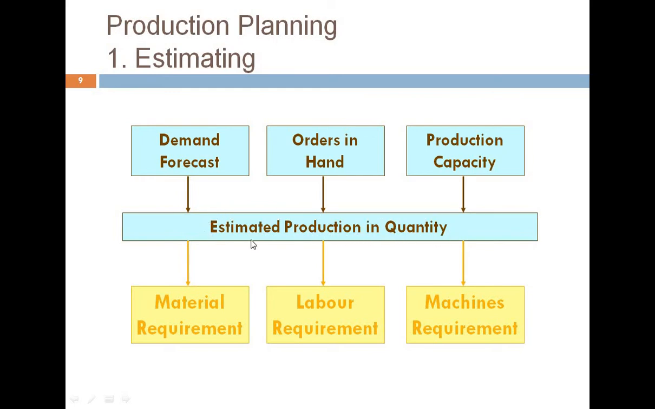Total at the end of the year, the total production we have decided, how many quantities we are going to produce. Similarly, the quantity of finished goods will determine the requirement. The estimation of my material, labor, machines, money, funds, everything will be determined by these three factors: demand in the market, orders from existing customers, and the production capacity I am utilizing. That will determine the material requirement, labor requirement, and machine requirement as a whole, right?